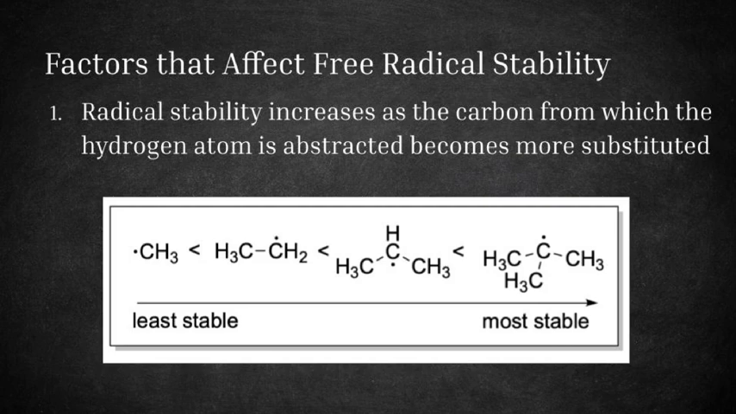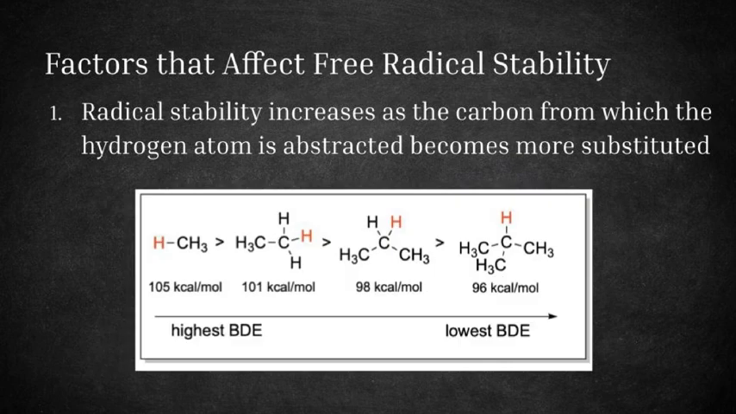This is because more substituted carbons have nearby alkyl groups that can donate electron density through inductive effects, helping to stabilize the electron deficient radical. Notice that the bond dissociation energies decrease as the carbon in the CH bond becomes more substituted, with methyl having the highest bond dissociation energy and tertiary having the lowest.